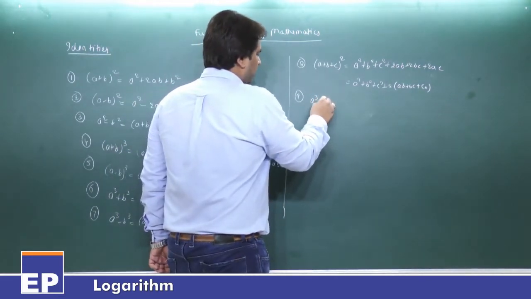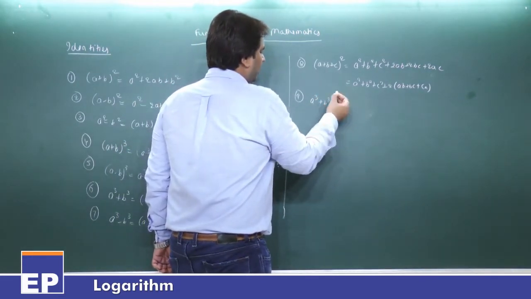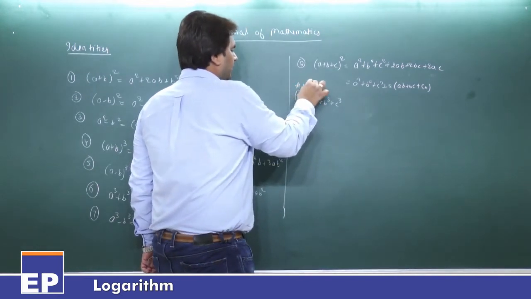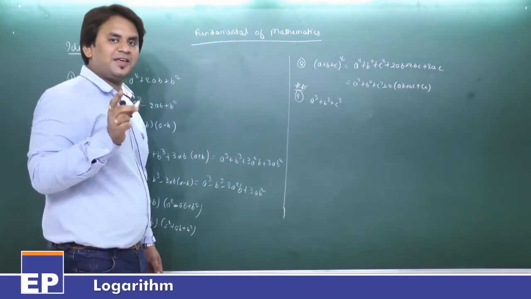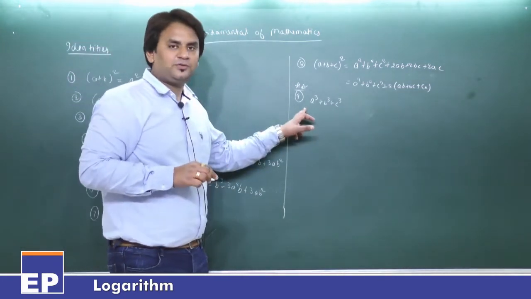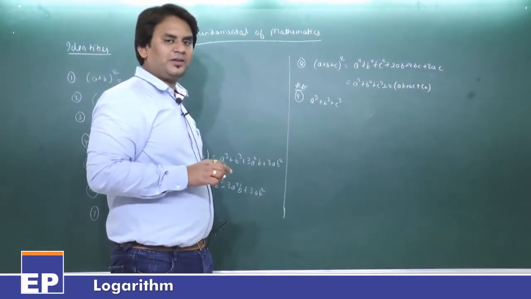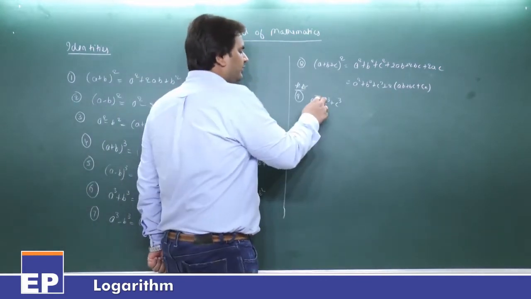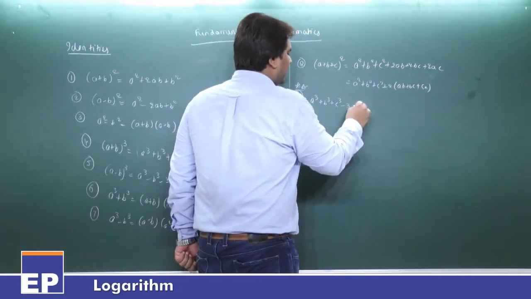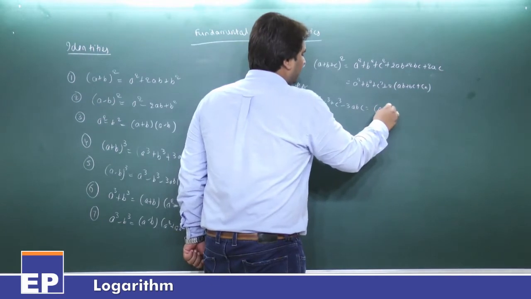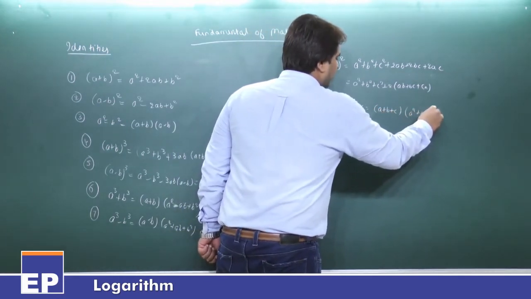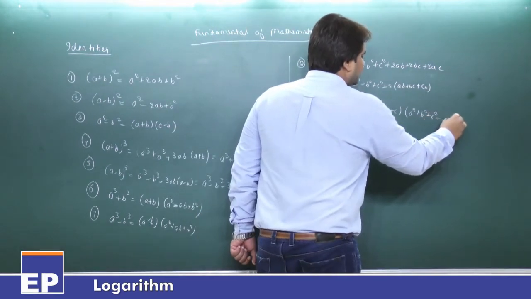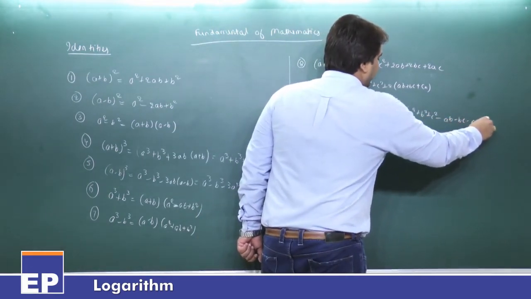a cube plus b cube plus c cube. This is a very important formula, because in class 11th and class 12th we will face some questions which are based on this formula. So please remember this formula. a cube plus b cube plus c cube minus 3abc will be equal to (a plus b plus c) into (a square plus b square plus c square minus ab minus bc minus ca).